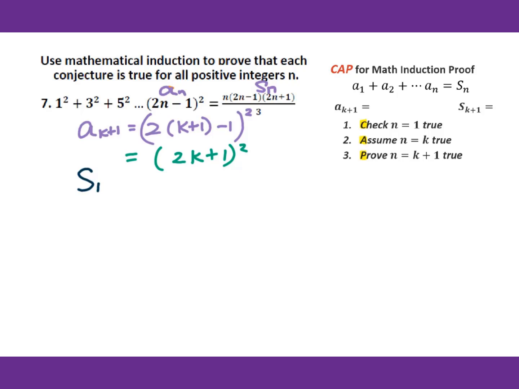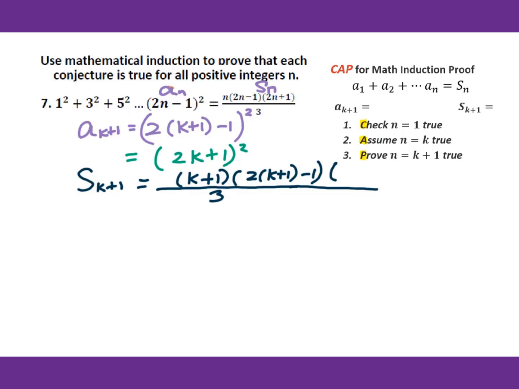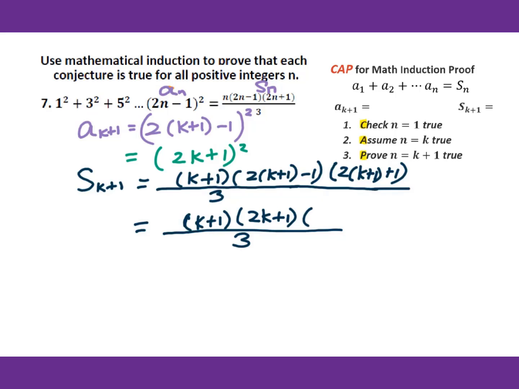For s sub k plus 1, you could say every single n turn into k plus 1. So we get 2 times k plus 1 minus 1. Then times 2 times k plus 1 plus 1 over 3. Then you organize. You will get k plus 1 times 2k plus 1 times 2k plus 3.